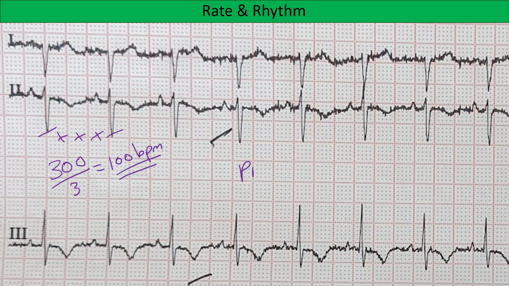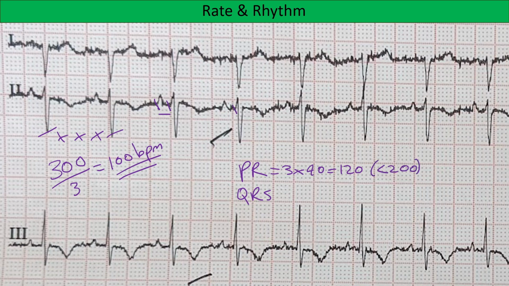Now rhythm involves two things, and that's the PR interval and the QRS. PR interval ranges from there to there, which is about 3 small squares. Since one small square is 40 milliseconds, we have 3 times 40, which is 120. Now as long as the PR interval is less than 200 milliseconds, we're happy.